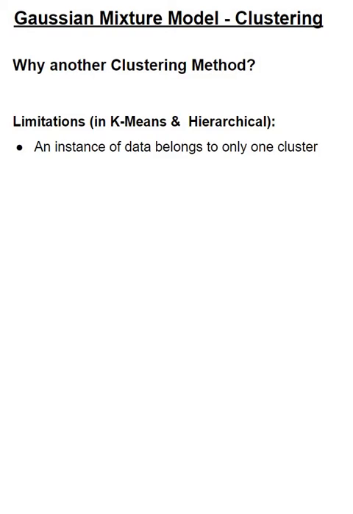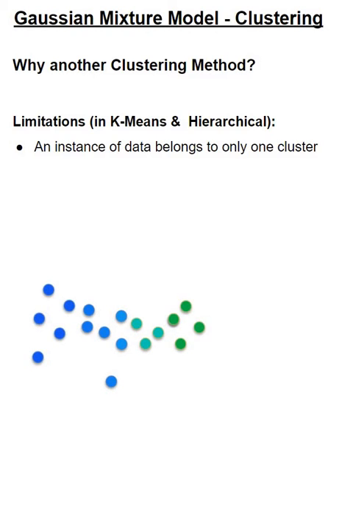The first of which is that an instance of data can only belong to one cluster. In the example given below, we have a set of data points that are pure blue clusters, as shown by the arrow. Some are pure green clusters, and some are a mix of blue and green. With methods like k-means and hierarchical clustering, the points in the middle would get classified either as blue or green depending on the distance measure chosen.